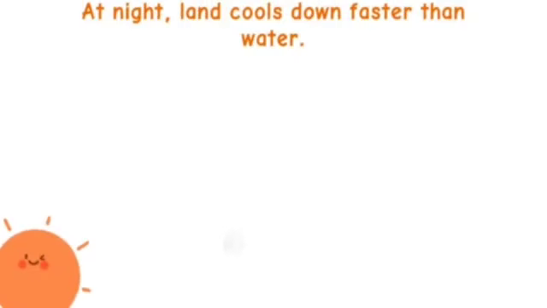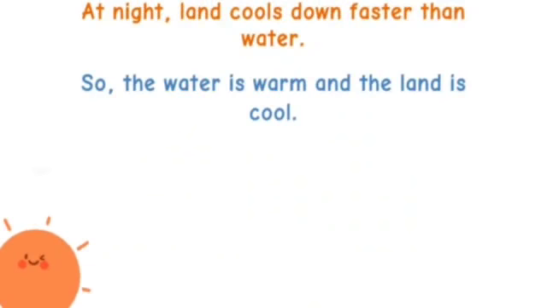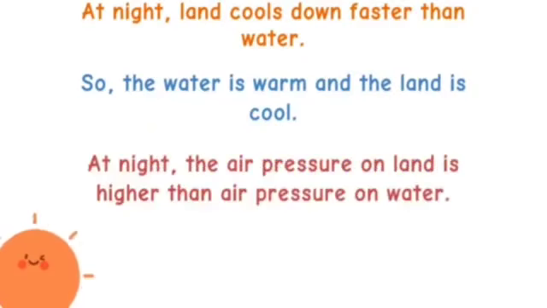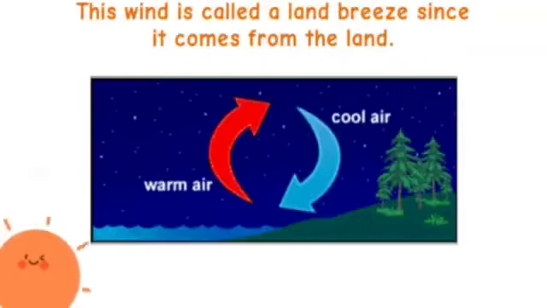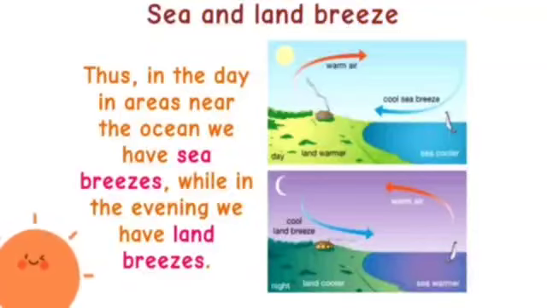At night, land cools down faster than water. So, the water is warm and the land is cool. At night, the air pressure on land is higher than air pressure on water. So, wind blows from land to water. This wind is called a land breeze since it comes from the land. Sea and land breeze. Thus, in the day, in areas near the ocean, we have sea breezes, while in the evening, we have land breezes. You can observe in this picture.